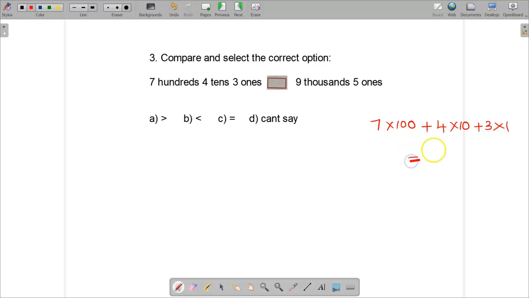So what is the proper format for this number? It is 700, right? 700 plus 4 into 10 means 40. 40 plus 3. So what is this number?